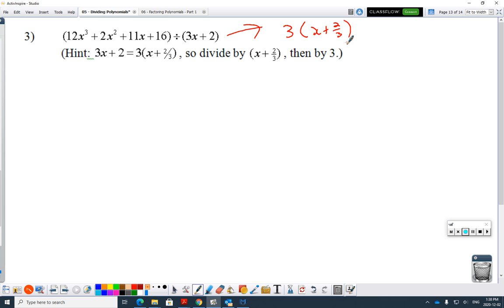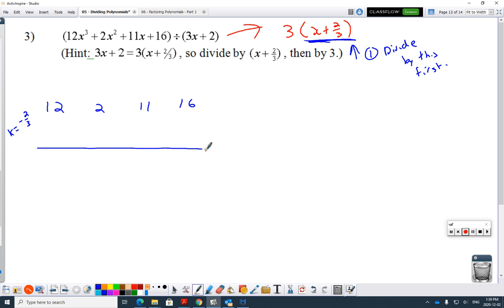Step 1. Divide by this first. See, 3x plus 2 is made up of a 3 and an x plus 2 thirds, if I've common factored out the 3. So I can do this question first with synthetic: 12, 2, 11, 16, k value negative 2 thirds. What an awful k value. So I'm going to first divide by x plus 2 thirds. I'm going to forget about the 3. So I bring down the 12. Multiply by negative 2 thirds. Ooh, yikes. 12 times negative 2 thirds is negative 24 thirds. Oh, it's negative 8.